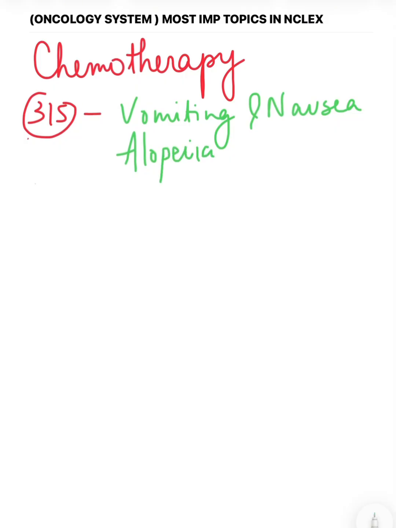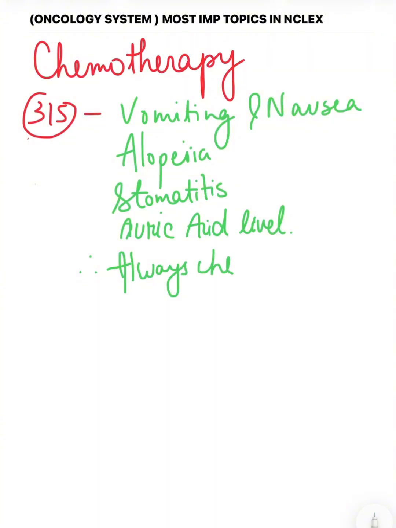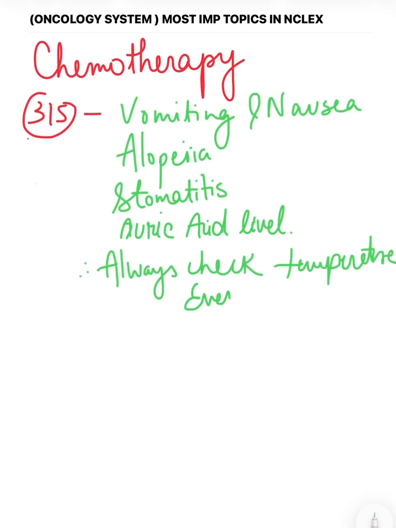The first is vomiting and nausea, second is alopecia, which is hair loss, third is stomatitis, and fourth is an elevated or increased uric acid level. The next point is always check temperature every 4 hours. There are more side effects like dry mouth, so you have to give artificial saliva.